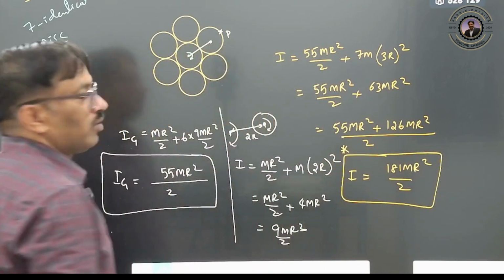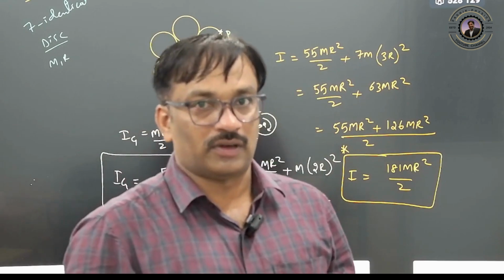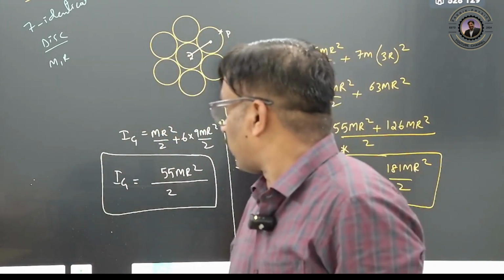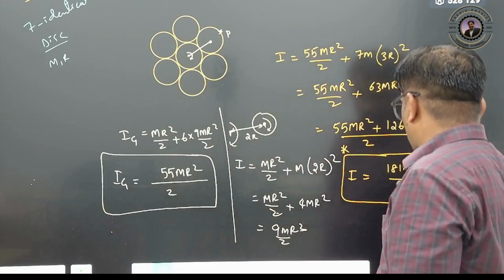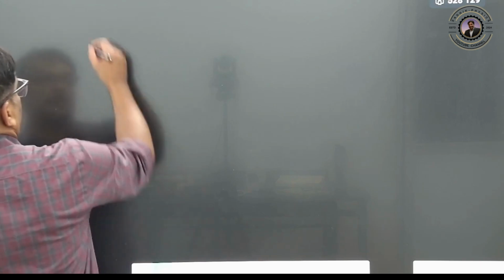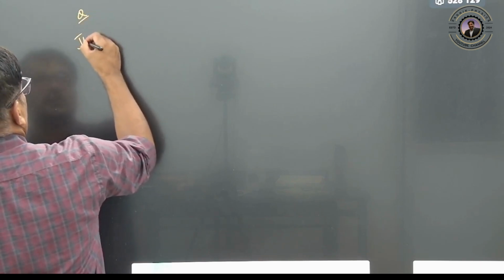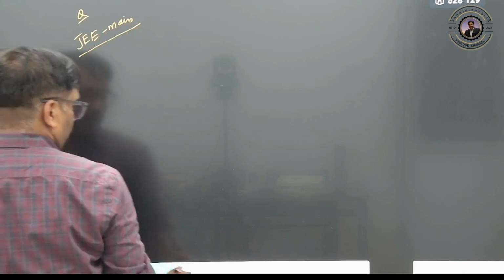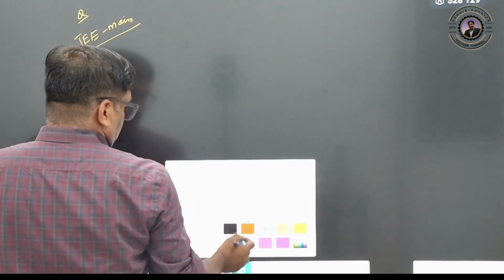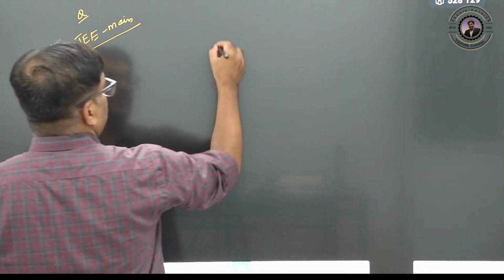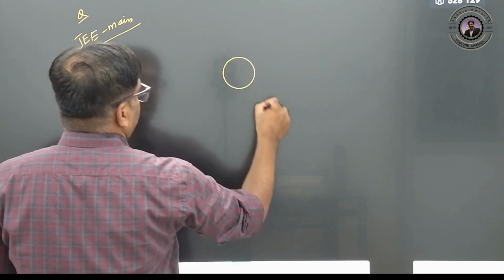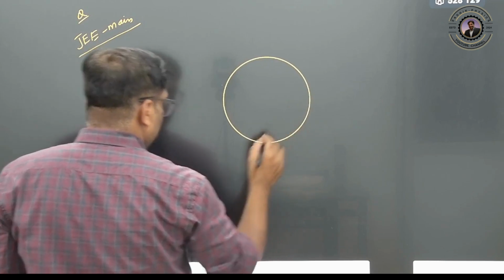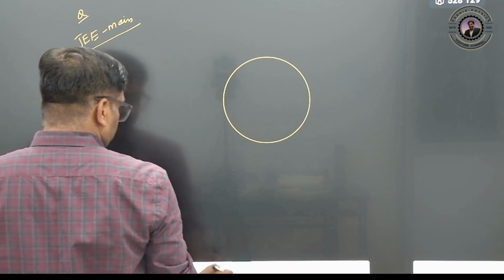Questions like these you can expect in the examination. Clear? Right. One more important model question we'll see. Listen. Now let us take this, which is also a JEE Main question. There is one sphere, and there is one disk. This is one disk.